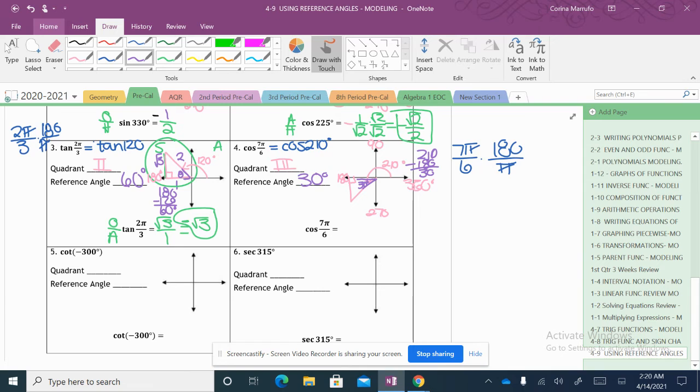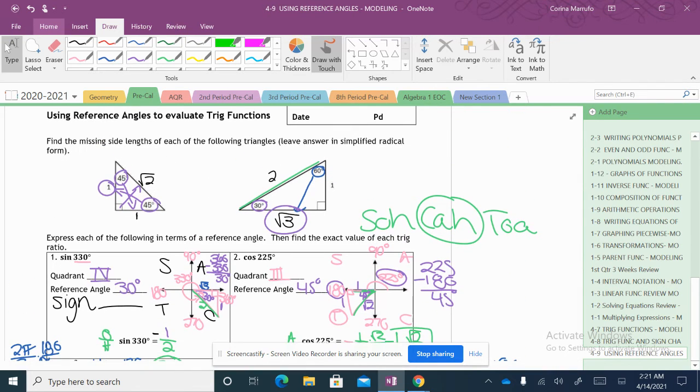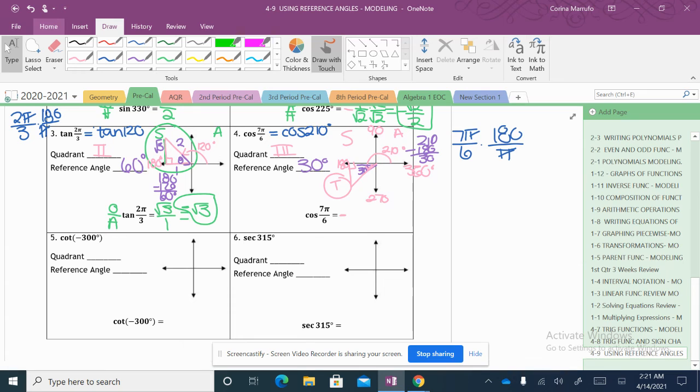Real quick before I forget, because I always forget this part, all students take calculus, that means only tangent is positive here. We have cosine, so that means it's going to be negative. And then let's label our triangle. Across the 30-degree angle is 1. This one is 2, and this one is the square root of 3. Cosine is adjacent over hypotenuse. So my adjacent side is this side right here, the square root of 3 over my hypotenuse 2. That's it.